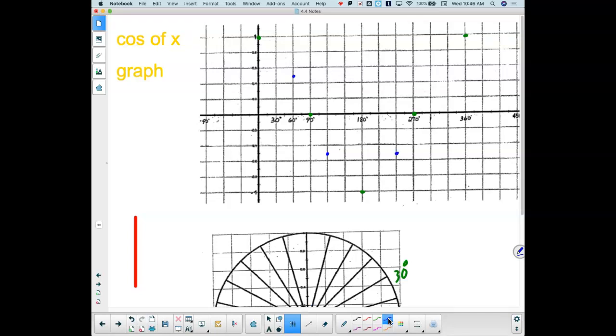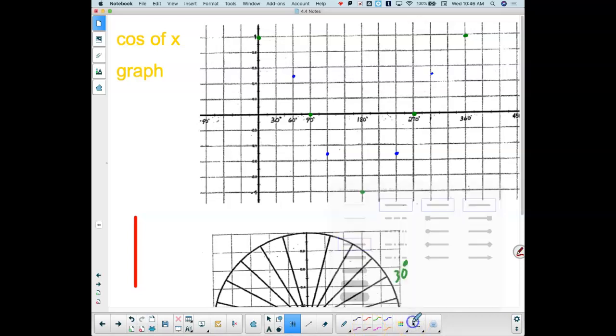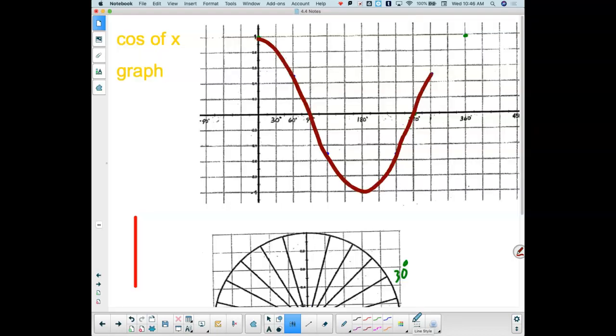240 would have been 2.5 blocks down. 300, 2.5 blocks up. Okay. So this one, the cosine curve, starts up, down and through, curving back up and through and curving. Agree? Okay, the valley, if you will.